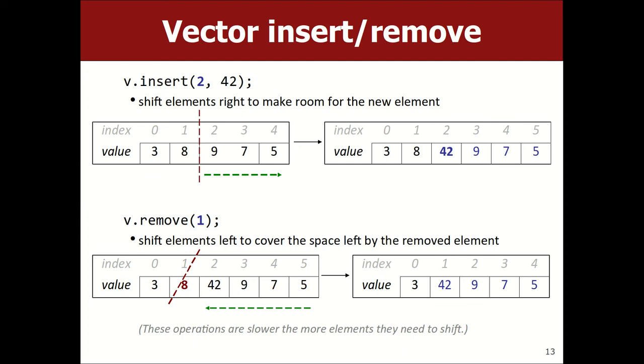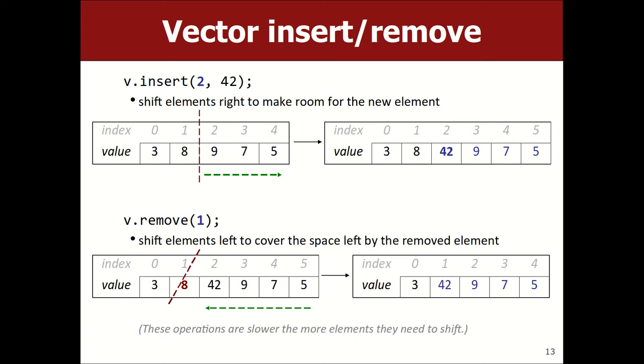So if you want to change the value from 9 to 42 without adding anything, you can say set. You can say .set 2, comma 42. But inserts, it shifts things over. That's cool. It makes room. Also, similarly, if you remove an element at a given index, in the process of deleting it, it slides everybody else over to cover up the spot where the removed element used to be.